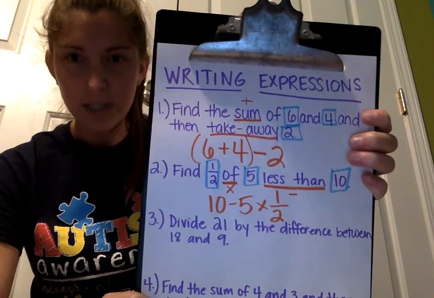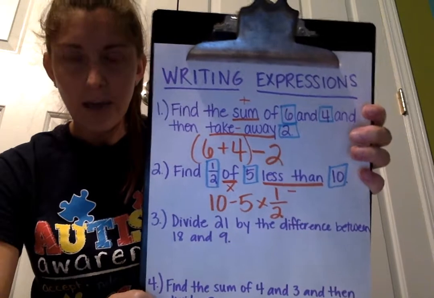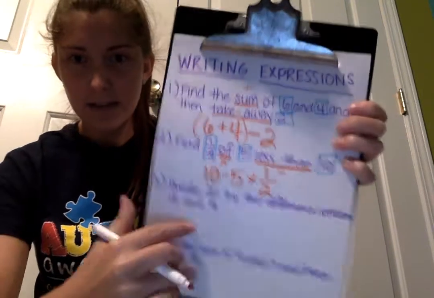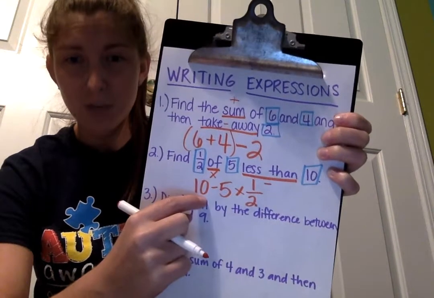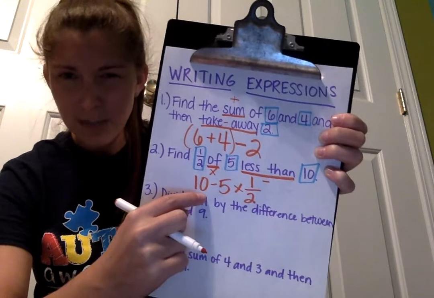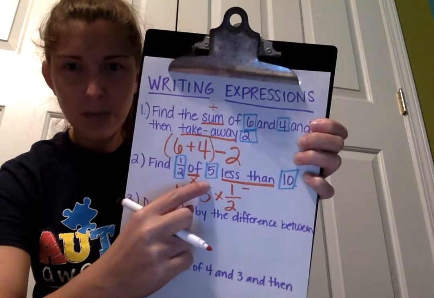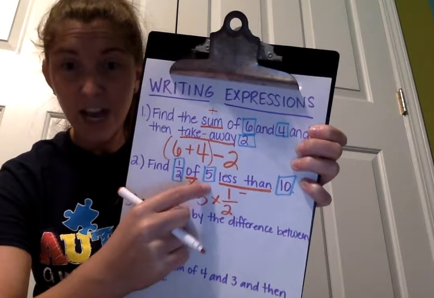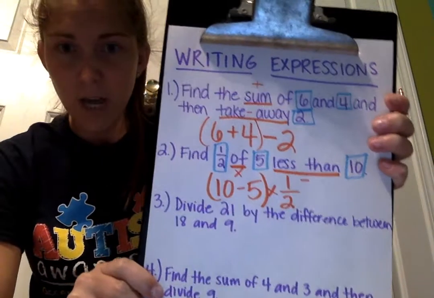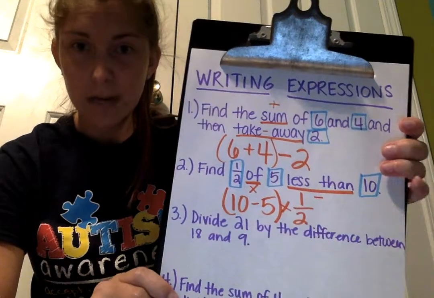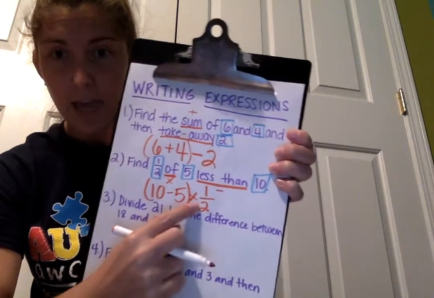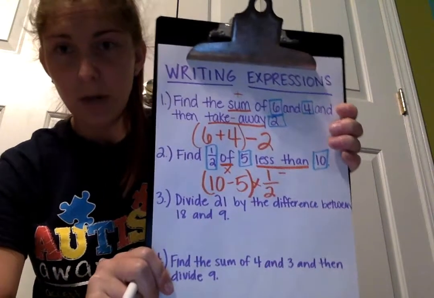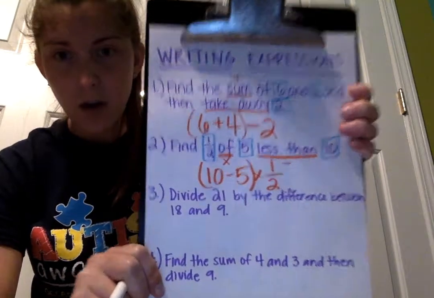But I have to look at this problem very carefully. If I were to solve this problem like this, I would have to do 5 times 1/2 first. Then I would subtract that from 10. But is that what it's asking me to do? No, it's asking me to find 1/2 of 5 less than 10. So that means that I have to add parentheses around 10 minus 5, and then I would multiply times 1/2. I could also keep this all the same and divide by 2 instead of timesing by 1/2 because it is the same thing.